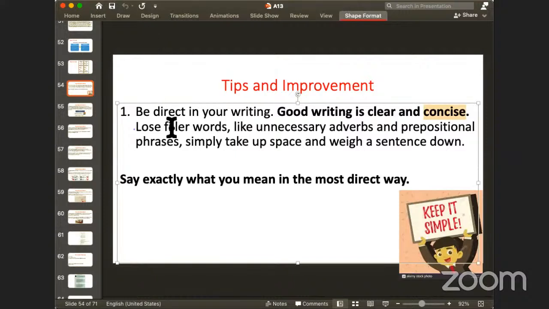If there are any filler words, or words that are unnecessary, or maybe some adverbs or phrases that shouldn't be there, just take them out, erase them, delete them, because it's not always important to have a lot of words in your essay. It's better to be more clear and say exactly what you mean in the most direct way.